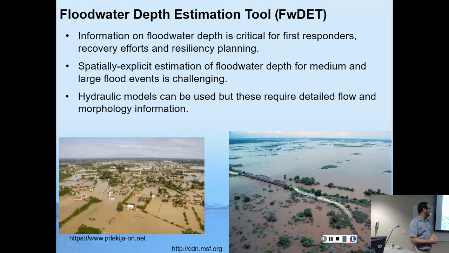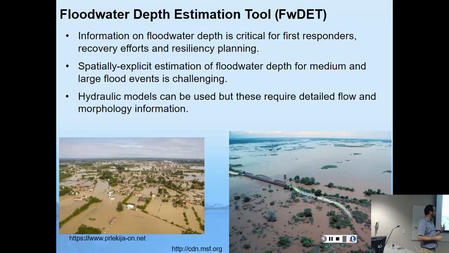The paper just came out in December. It began with a conversation I had with the head of the Dartmouth Flood Observatory, who told me that a lot of folks use our remote sensing flood maps, but they also want to know how deep the water is, not just where it is. And he said, do you think we can do that?